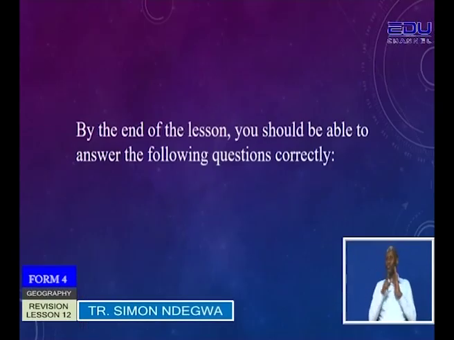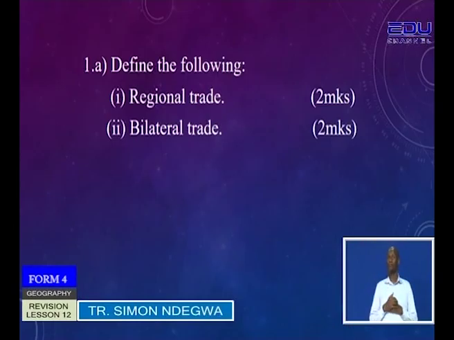By the end of this lesson, you should be able to answer the following questions on trade correctly. The question we are talking about is question number 1A: Define the following. Roman 1, regional trade, which is allocated 2 marks, and Roman 2, bilateral trade, which is allocated another 2 marks.